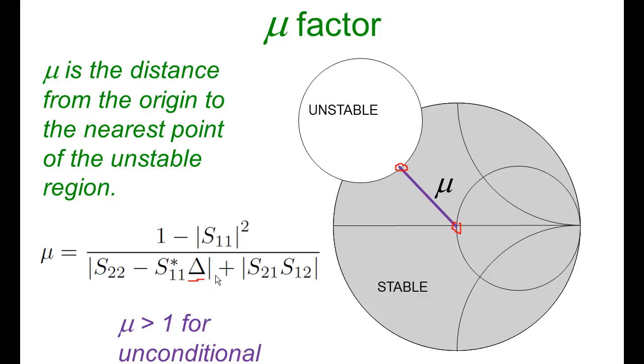Now for stability, we want the distance between the origin and the closest point on the stability circle to be greater than 1. Because if mu is greater than 1, that means that our unstable region is outside the unit circle. So we no longer need to use two factors that the Rollett stability criterion gave us. We just need the mu factor. And as well, if mu is much greater than 1, our amplifier is going to be more stable because our unstable region is going to be even further from the unit circle.